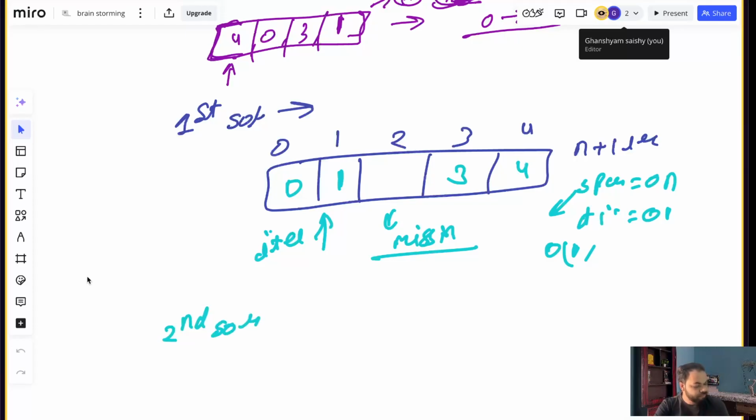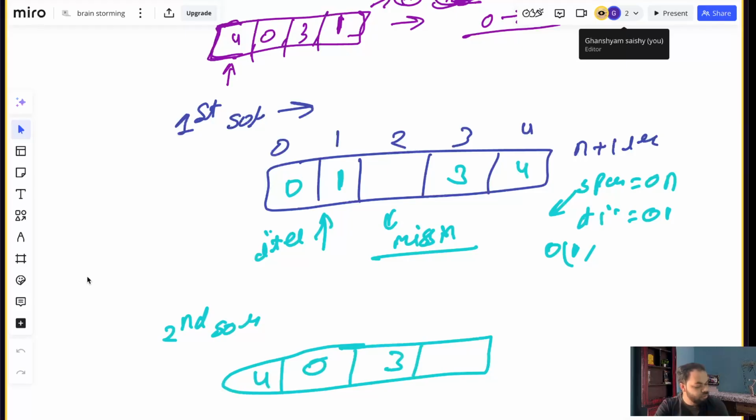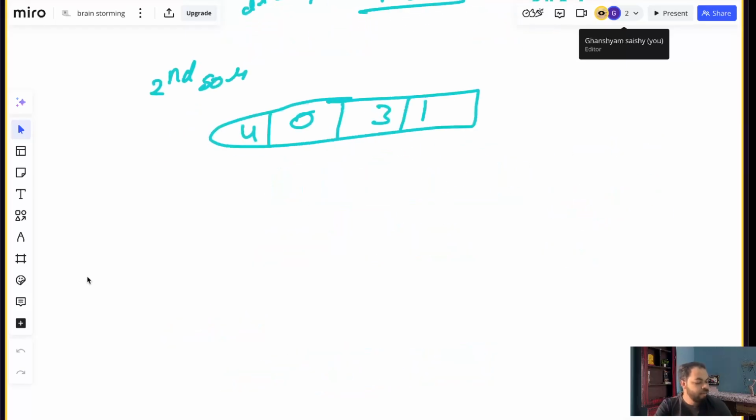Now again, you have this array, 4 0 3 1. And now what we will try to do is we'll try to sort it in place, right? So you can see if I try to put this value at its index, we don't have it, because the indexes are 0, 1, 2, 3 only.